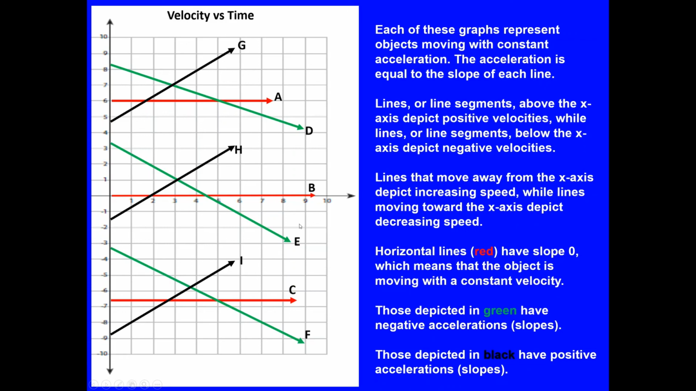So line E is moving in the positive direction and slowing down, then it starts moving in the negative direction and speeding up. H is moving in the negative direction and slowing down, then turns around, moves in the positive direction, and speeds up. It's very easy to get velocity graphs and position graphs confused, so you have to really be careful and consider what those y coordinates represent.